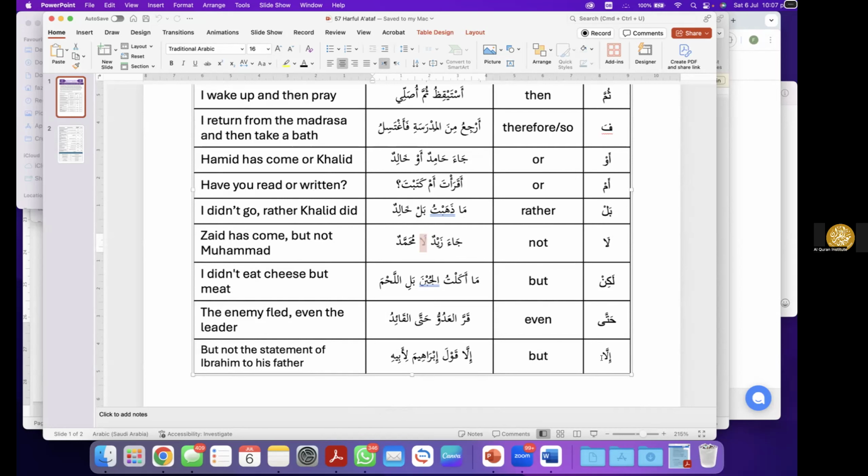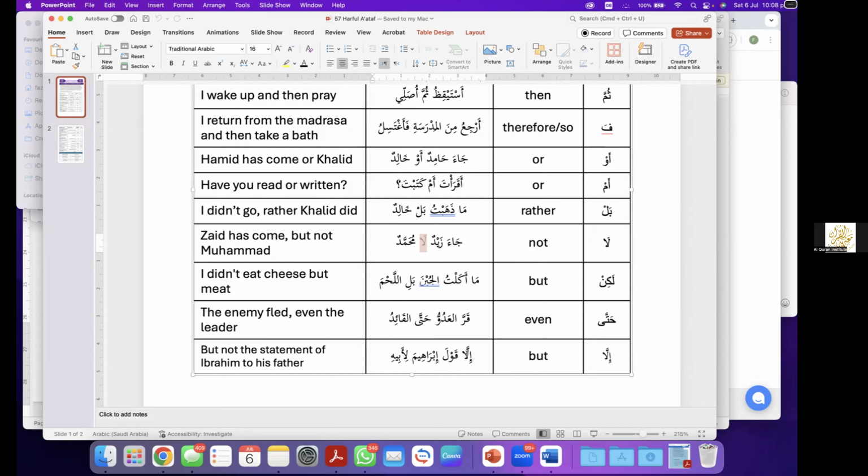Illa, you know, except, but. Look at the meaning. Something was there before illa, okay? So we haven't got the matuf for illa here. Illa qawla Ibrahima li abihi. Something was there, then illa is the connector, the conjunction, and then it continued. But illa will play another important role here, and at that time, this conjunction element will never come.